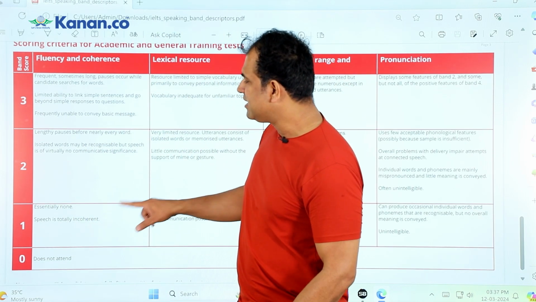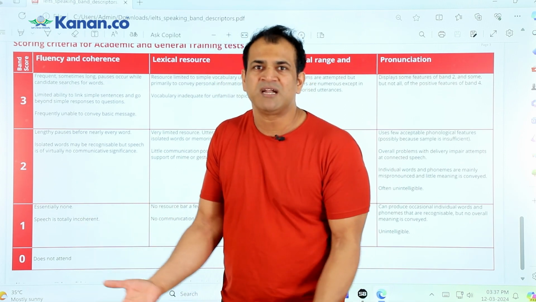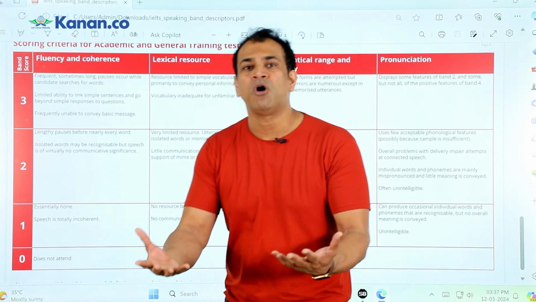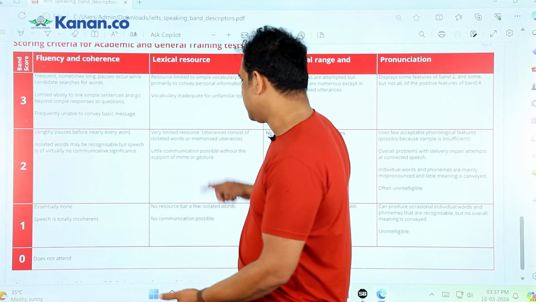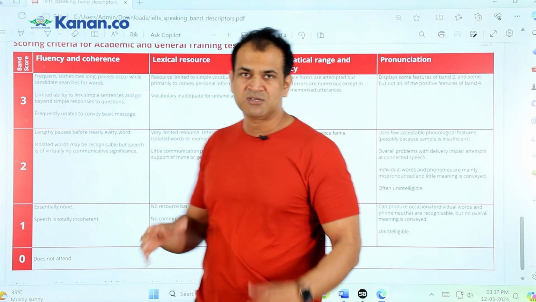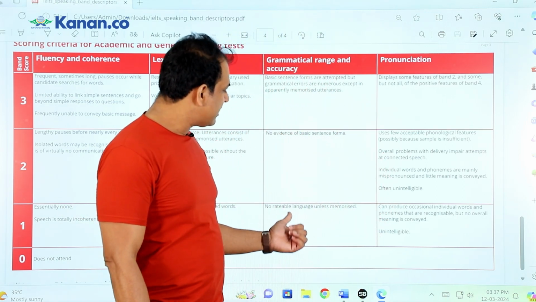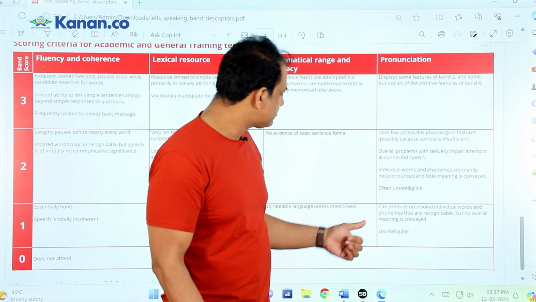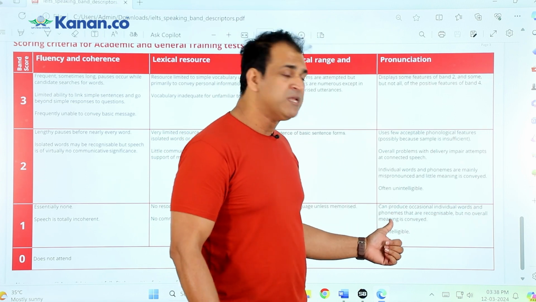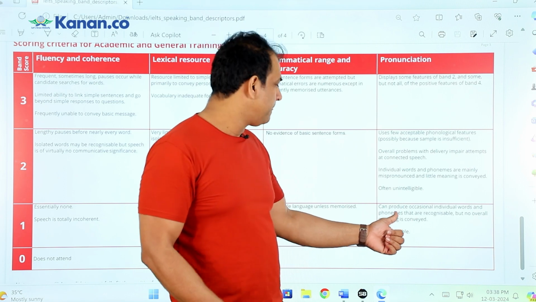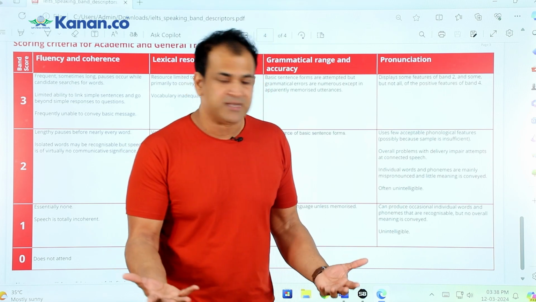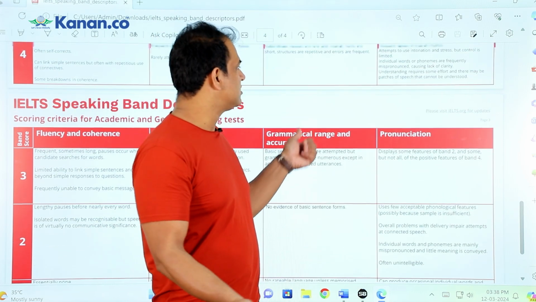As I mentioned, in band 0 you do not attend the test, which is as good as it is. In band 1, speech is totally incoherent. That is, it's not continuous. And no resource, a few isolated words, no communication possible. In your lexical resource, no words at all. In grammar, no rateable language unless memorized. In pronunciation, can produce occasional individual words and phonemes. Phonemes means sound, okay, that are recognizable, understandable, but no overall meaning is conveyed, okay. Unintelligible. That's what is the band descriptor.